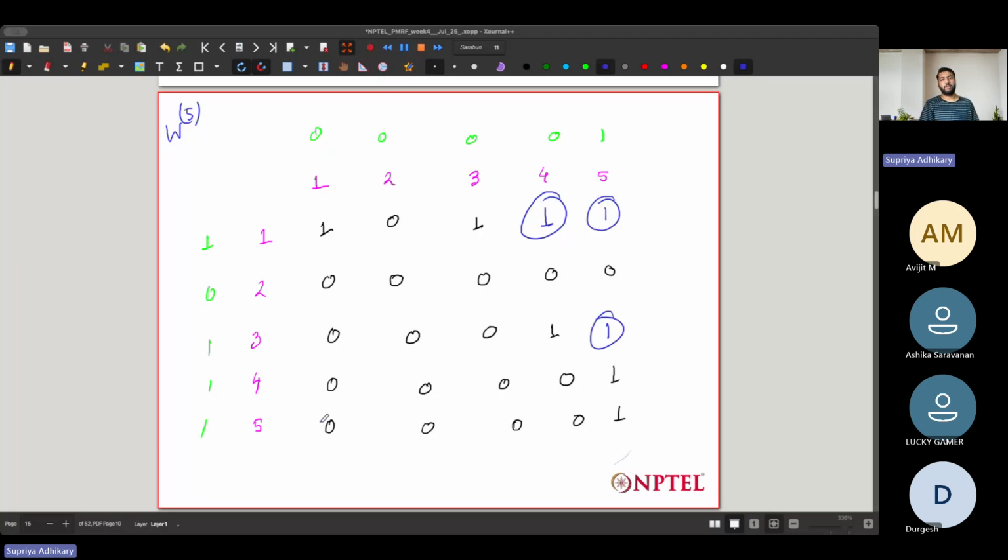So this is our relational matrix corresponding to R star. R star is basically the closure of R. So now, what are the values that are here? Okay. So first, sorry.